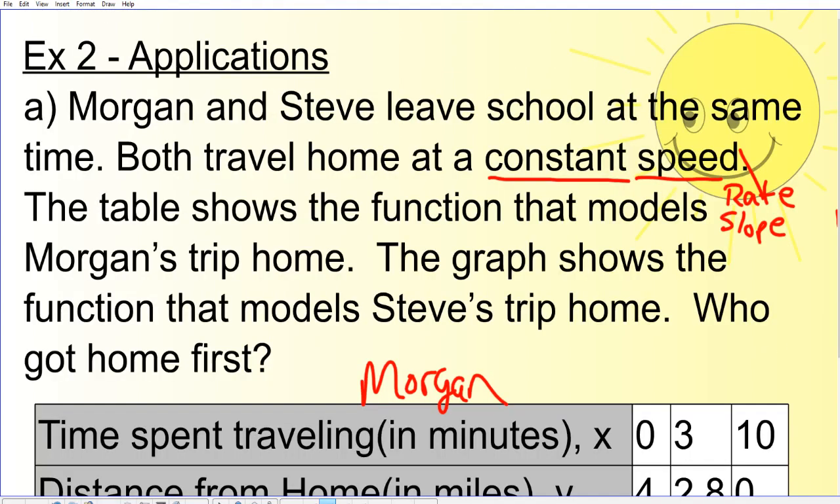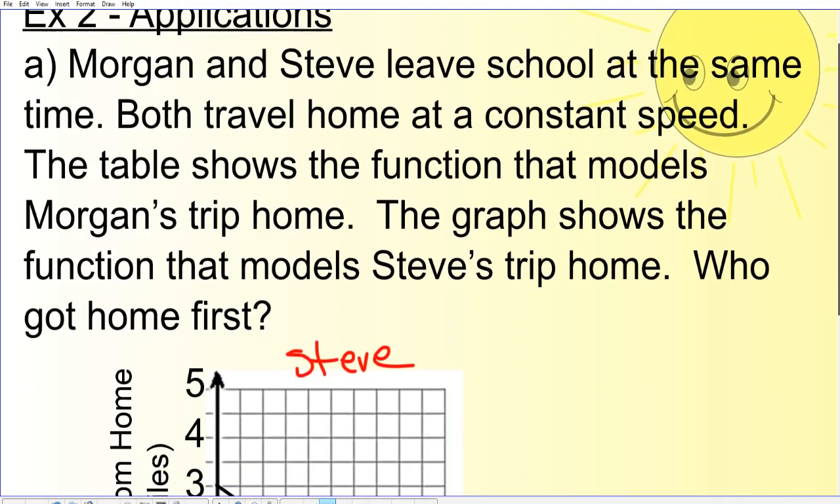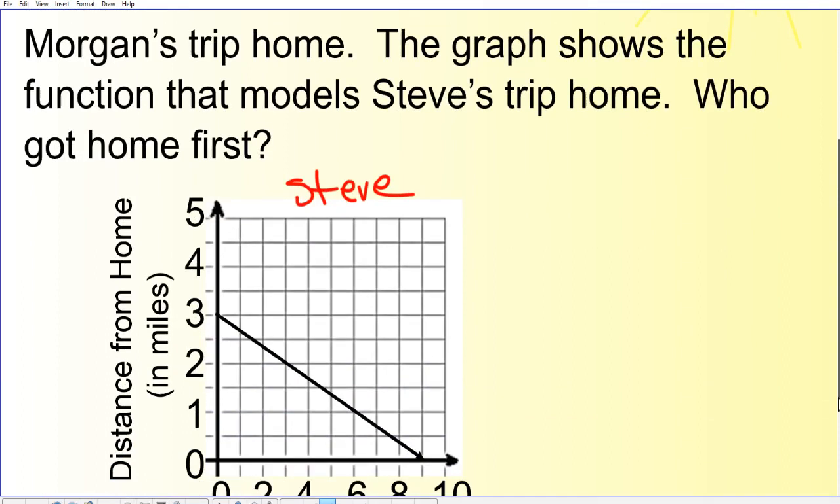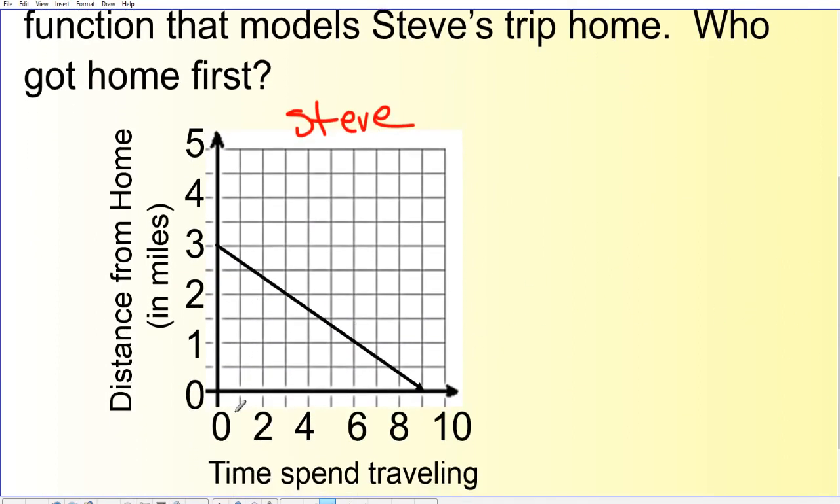Did you say that Steve got home first? It's true. Steve would get home first, because if you look at Steve's graph here, at time zero, Steve starts 3 miles away from his home. Okay? As he's traveling, 2 minutes and 3 and 4 and 5 and 6, his distance from home is getting smaller and smaller and smaller. He's getting closer to home.